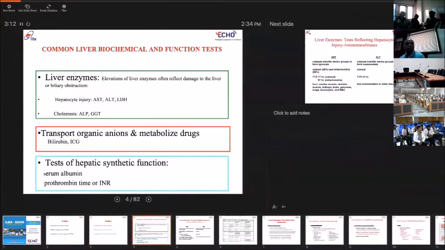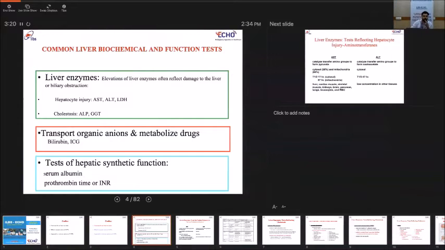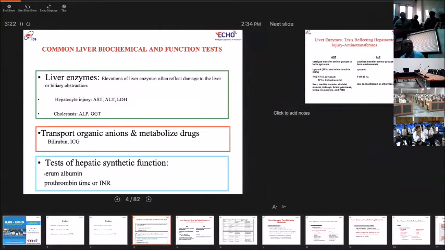So common liver biochemical and function tests include the liver enzymes, which indicate damage to the hepatocytes, leading to elevation of the liver enzymes, which can be in the form of hepatocellular injury or the cholestatic pattern. Hepatocellular: usually AST and ALT, that is aspartate transaminase and alanine transaminase. Cholestasis: alkaline phosphatase and gamma glutamyl transpeptidase. And the transporter, that is ICG and bilirubin, and the hepatic synthetic function tests, that is serum albumin, prothrombin time, and the INR.